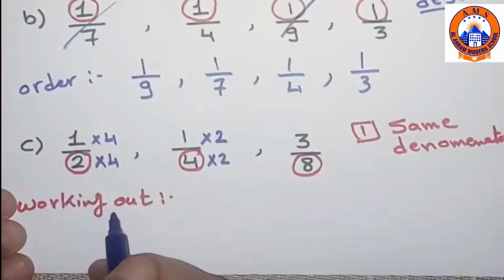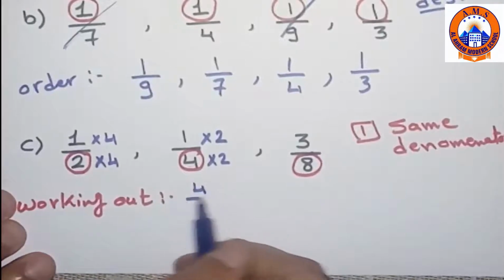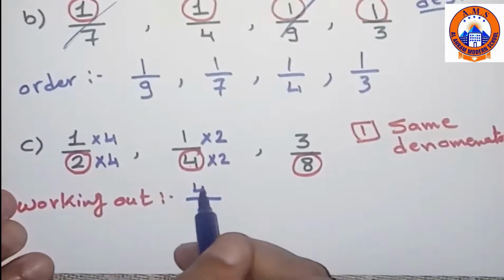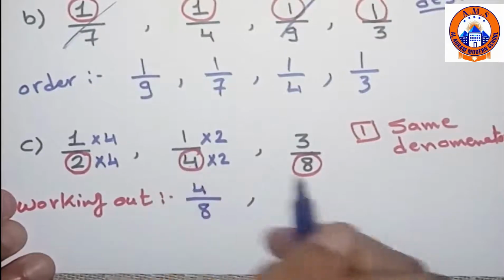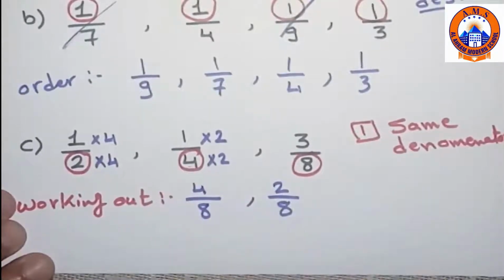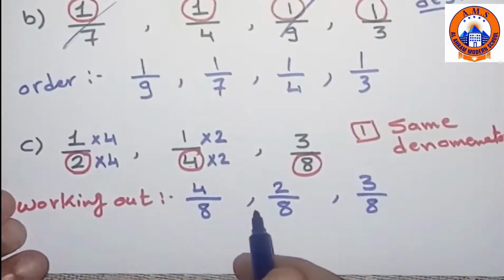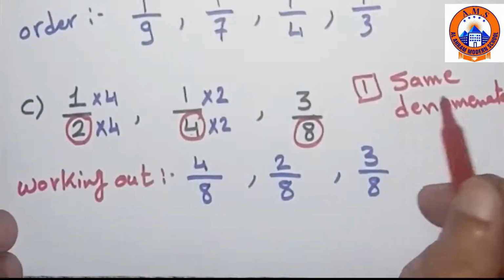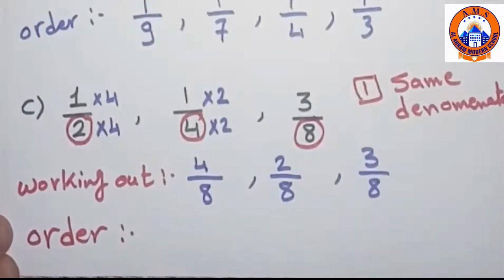So the working out is to make the new fractions. So 1/2 is 4 over 8. So 1/2 is the same fraction, 4/8. And 1/4 is gonna be 2/8. And the last one is 3/8. So the working out is just to make these fractions ready to be arranged by making them have the same denominators. Then the second step is to order the fractions.